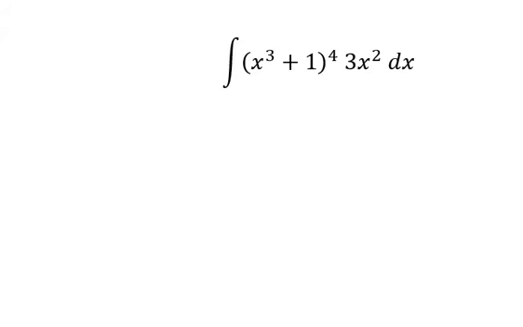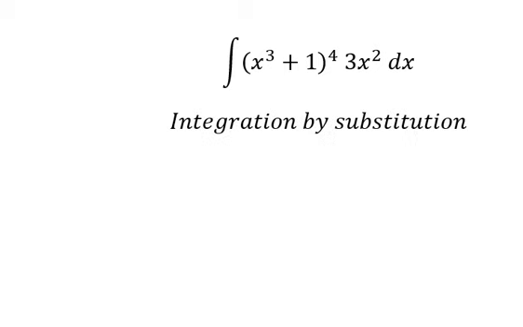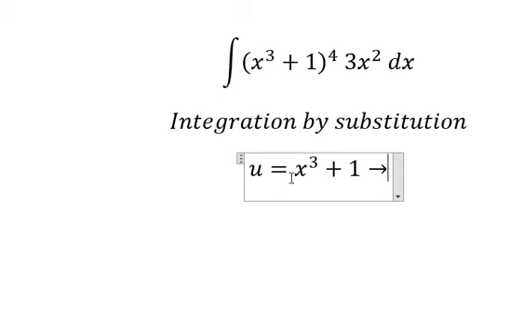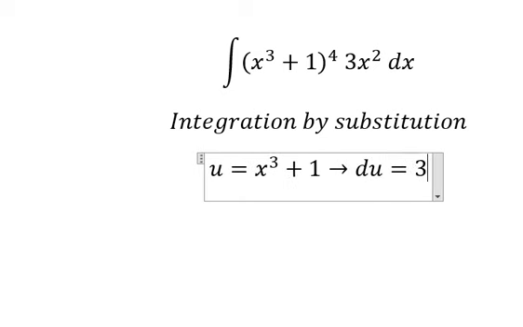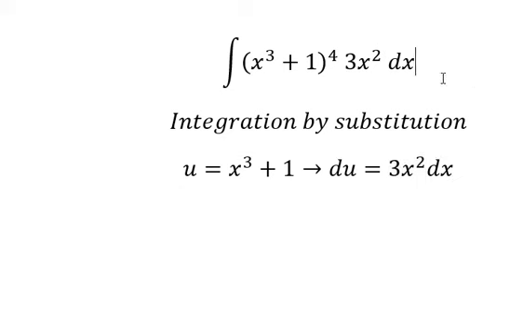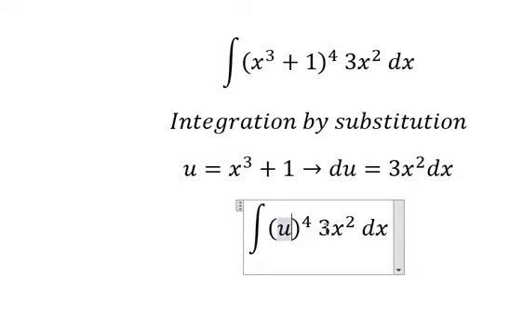Question number 2. We need to use integration by substitution. So I will put u equals to this one. Now if we take the first derivative of both sides, you get du equals 3s squared ds. The first derivative of s to the power of 3 is 3s squared. So this one we change by u, and 3s squared ds we change by du.